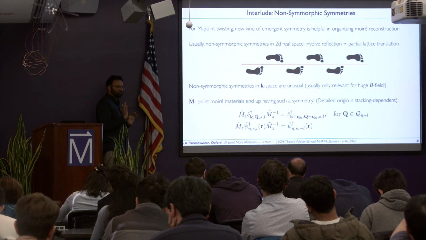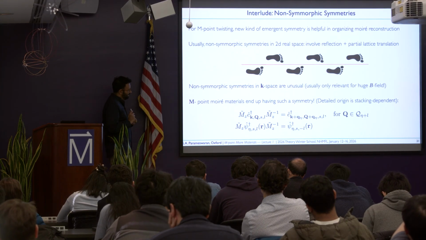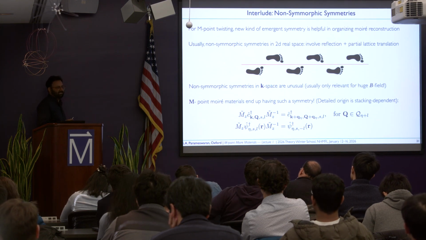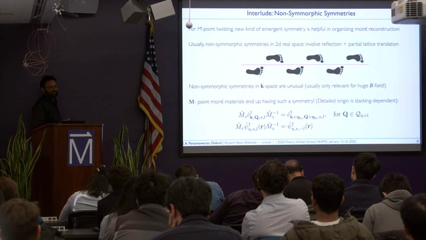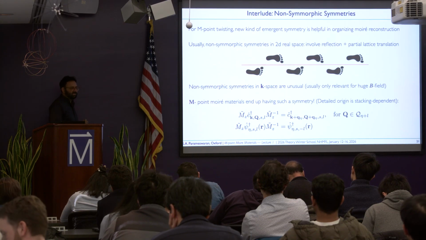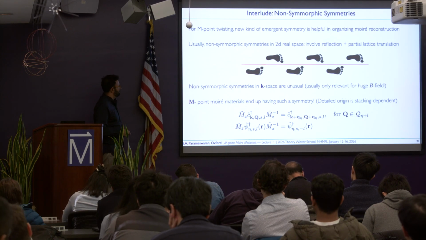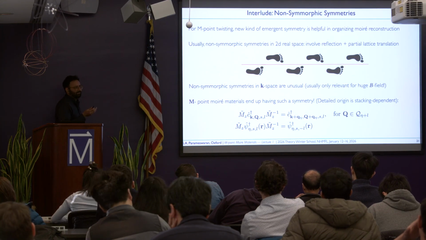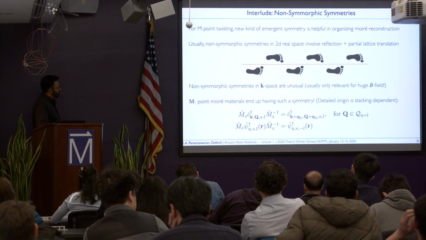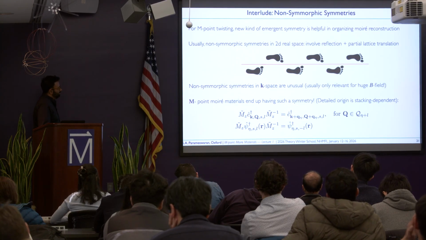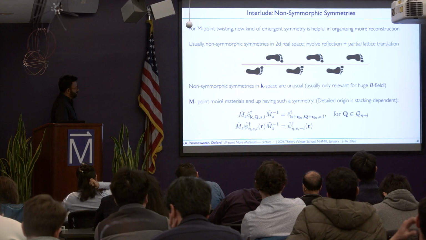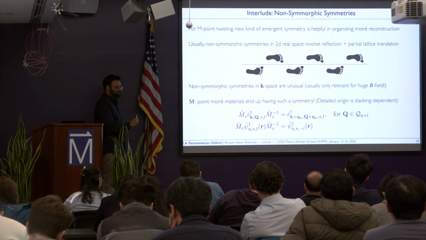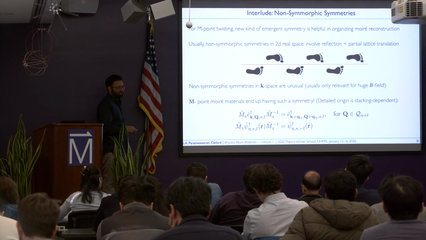That's not technically true because neither the kagome nor the triangular lattice, or the honeycomb lattice, are non-symmorphic. They're both symmorphic lattices, so it's not a direct analogy. But maybe it's less surprising that these symmetries will play a role. In momentum space, they're usually only relevant for a large magnetic field where magnetic translations are playing a role. So it turns out if you do this M-point problem, and I'll talk about the detailed origin in a little bit, they end up having such a symmetry. So what does it mean? Remember what I did was do a reflection and a partial lattice translation.